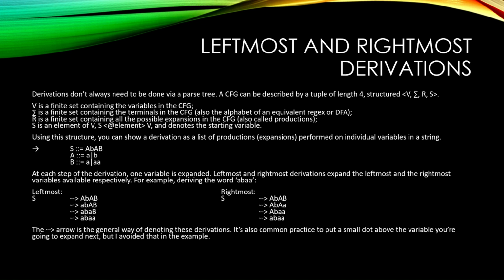The squiggly line arrow, I don't know why we use it, but it's the general way of denoting these derivations. It's also common practice to put a small dot above the variable you're going to expand next, but because I would need to create text boxes for all of that, or use geometry, I can't be bothered.